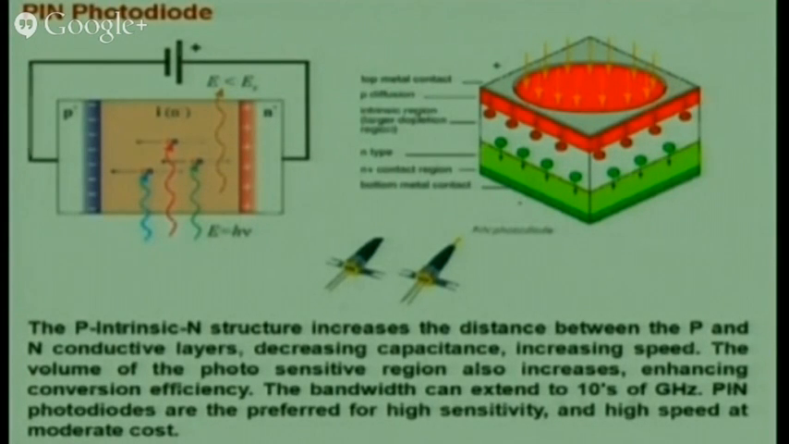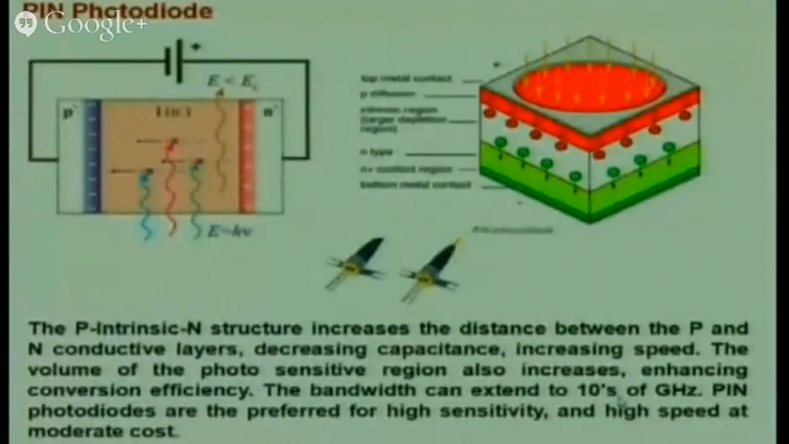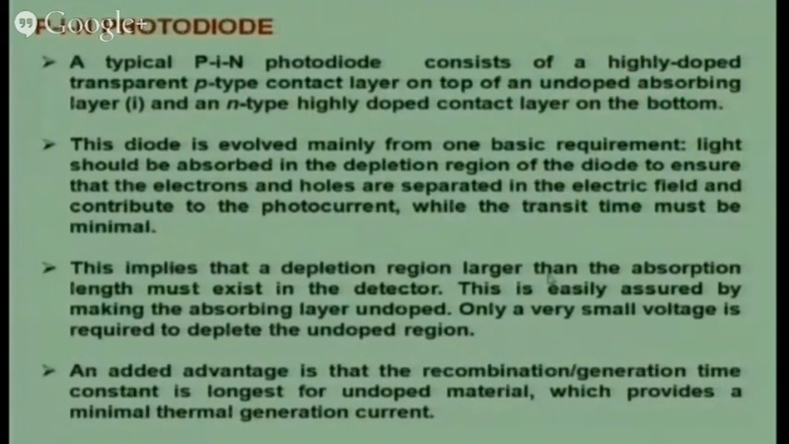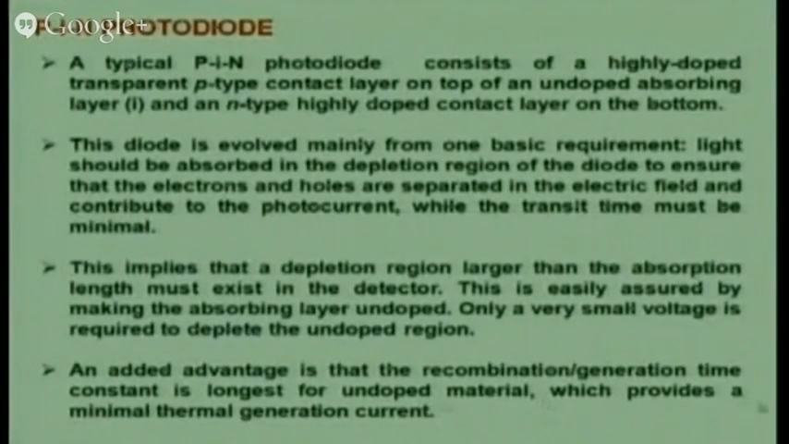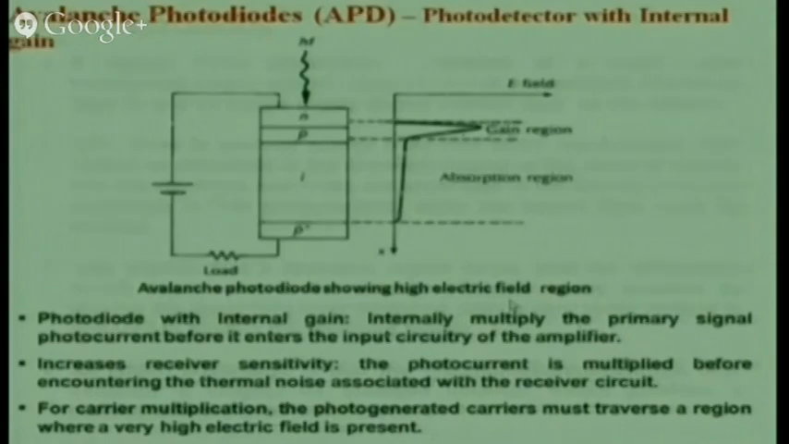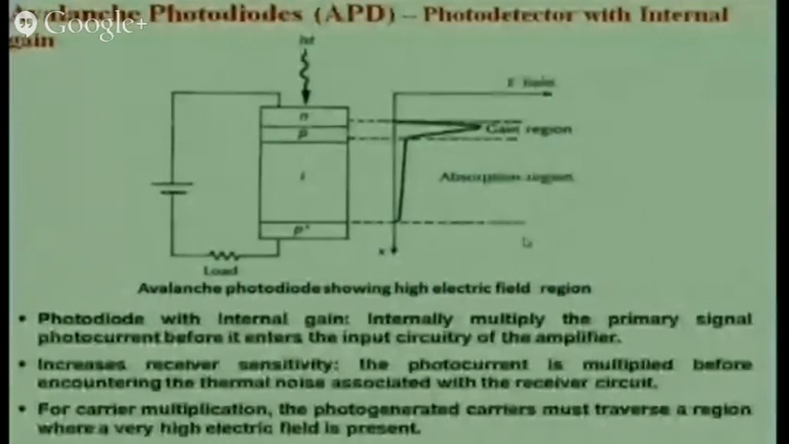So the bandwidth can be extended to tens of gigahertz. I can use a reverse bias to operate this. It has a highly doped transparent p-type material and an n-type highly doped contact layer on the bottom. We have a larger depletion region. An advantage is that the recombination-generation time constant is longest for the undoped material, which provides minimum thermal generation currents. Once we have a pin photodiode, another situation comes. Can I see?